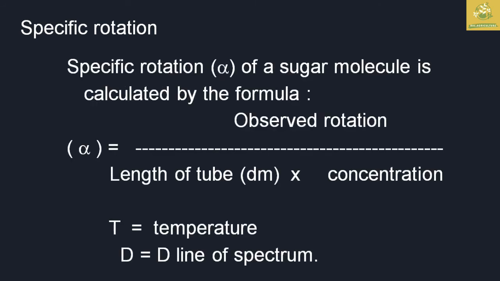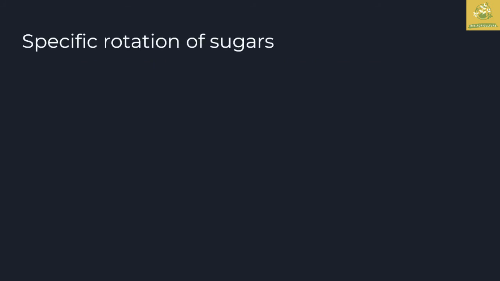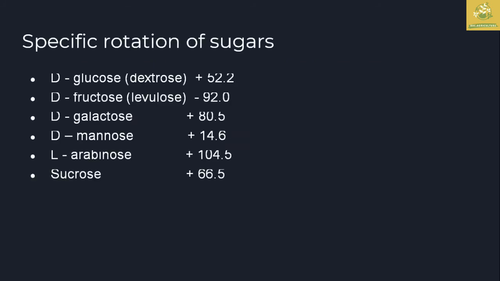The specific rotation of a sugar molecule can be calculated by alpha is equal to the observed rotation divided by the length of the tube into concentration. Here T is equal to temperature, as well as D is equal to the D line of the spectrum. I have given some examples of the specific rotation of sugars, which are glucose, fructose, galactose, mannose. So just try to remember the specific rotation of sugars, which can be asked in point 5 in our examinations.